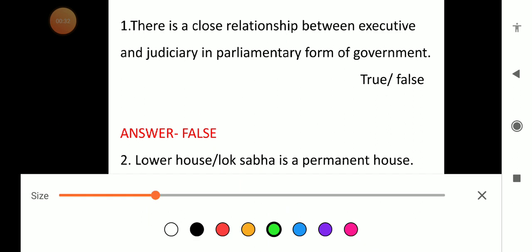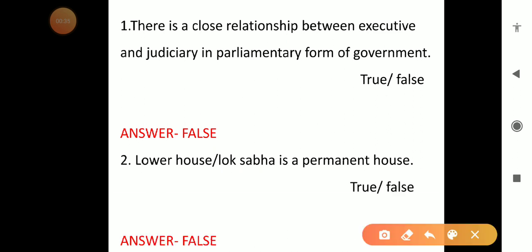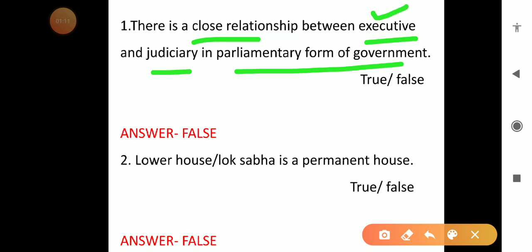First question is, there is a close relationship between executive and judiciary in parliamentary form of government. There are mainly two forms of governments: parliamentary form of government and presidential form of government. In presidential form of government, total separation of power is followed. There is no relationship between the three organs of the government, that is legislature, executive and judiciary.